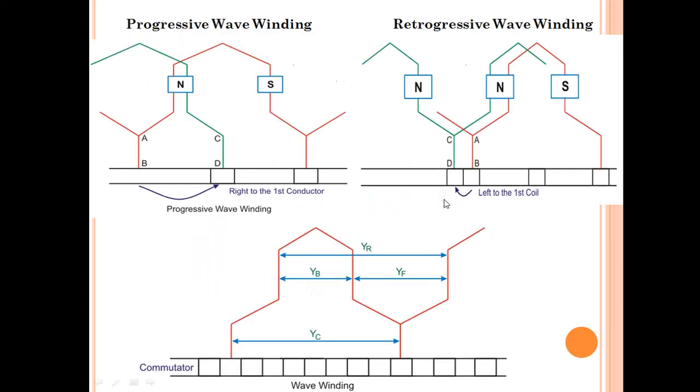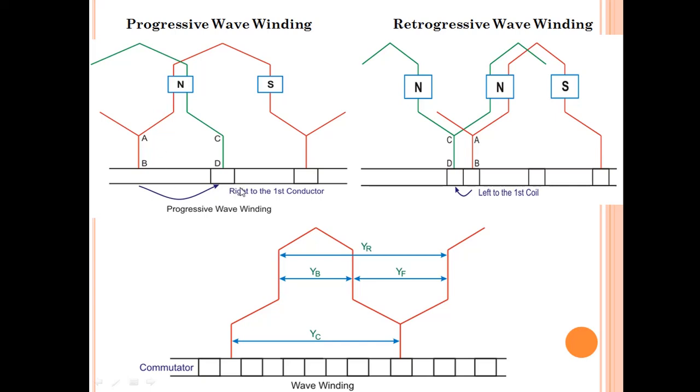Coming to the types of wave winding, here also we have progressive wave winding and retrogressive wave winding. In this case, this is the first commutator segment. Here the winding connections move from left to right. This is progressive. In the case of retrogressive, the winding goes in this direction, that is from right to left. Here it is left to right in this way, AB, CD. Here you can see AB comes at the right end and CD will be at the left-hand side. This is retrogressive and this is progressive wave winding.